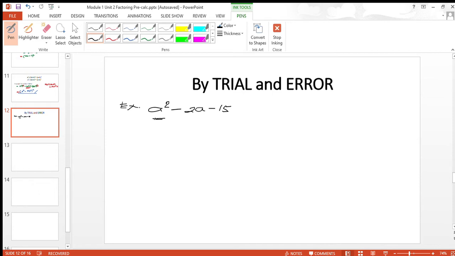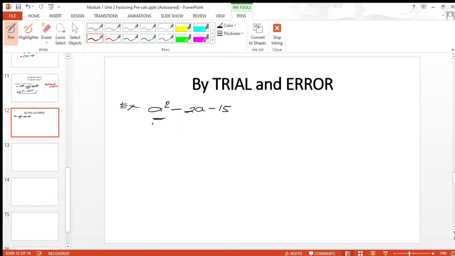So here we have one perfect square. 2a is not a perfect square. 15 is also not a perfect square. So from the first criterion alone, that there must be two perfect squares, this trinomial is no longer a perfect square trinomial. Therefore, how do we now deal with a trinomial using the trial and error method?